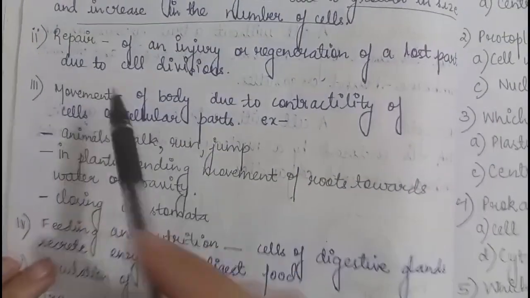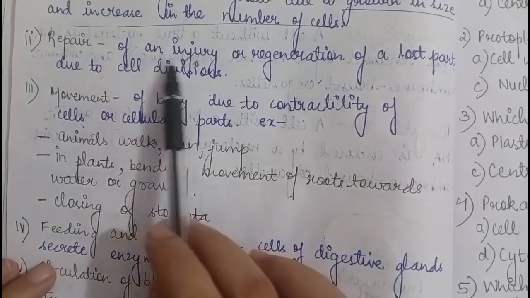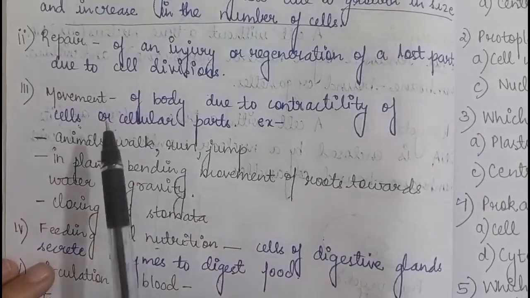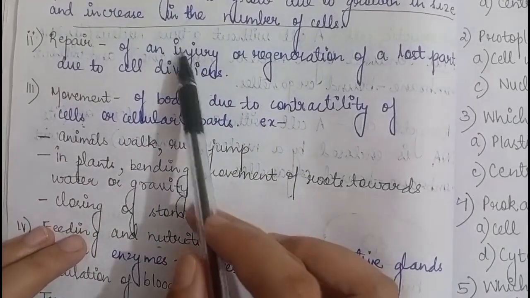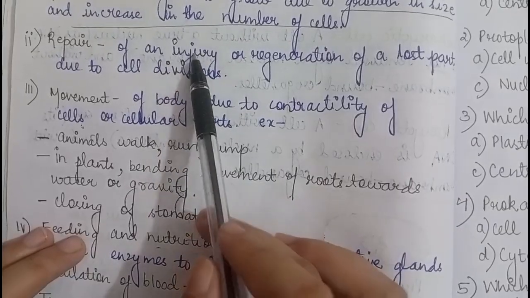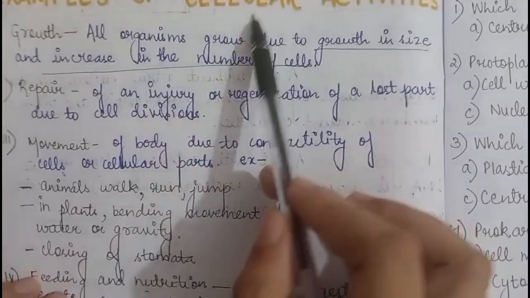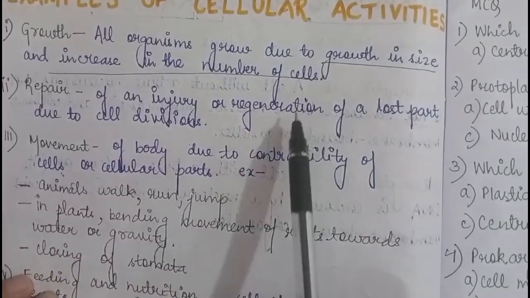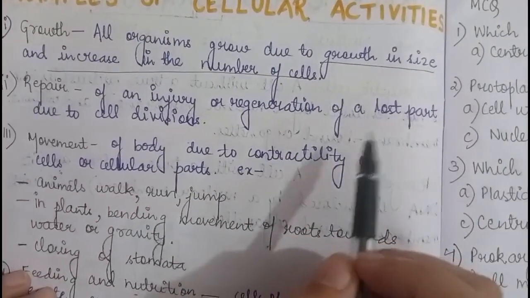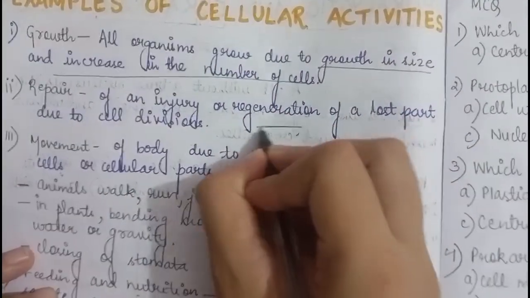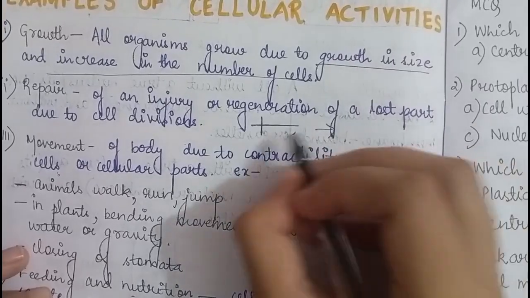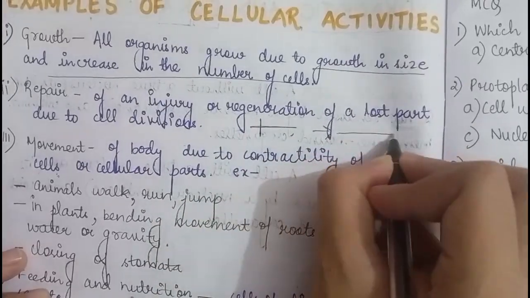Now the next property is repair. So repair of an injury or regeneration of a lost part is due to cell division. We have observed that if we get an injury, after some time new cells are formed. So those new cells are formed due to cellular activities. And in a lizard, suppose this is a lizard and its tail has been cut. After some time you will see that this tail has been regenerated.